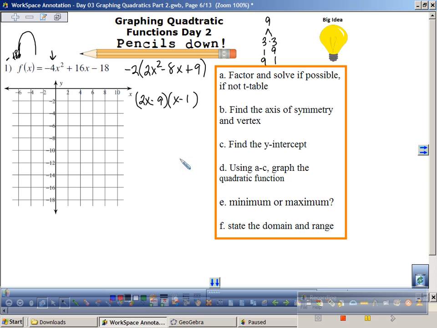Does 9 and 1 work? Negative 9x and negative 2x makes 8x. Nope, that doesn't work. What about 1 and 9? Does 1 and 9 work? 1x and negative 18x? No. So this is not factorable.